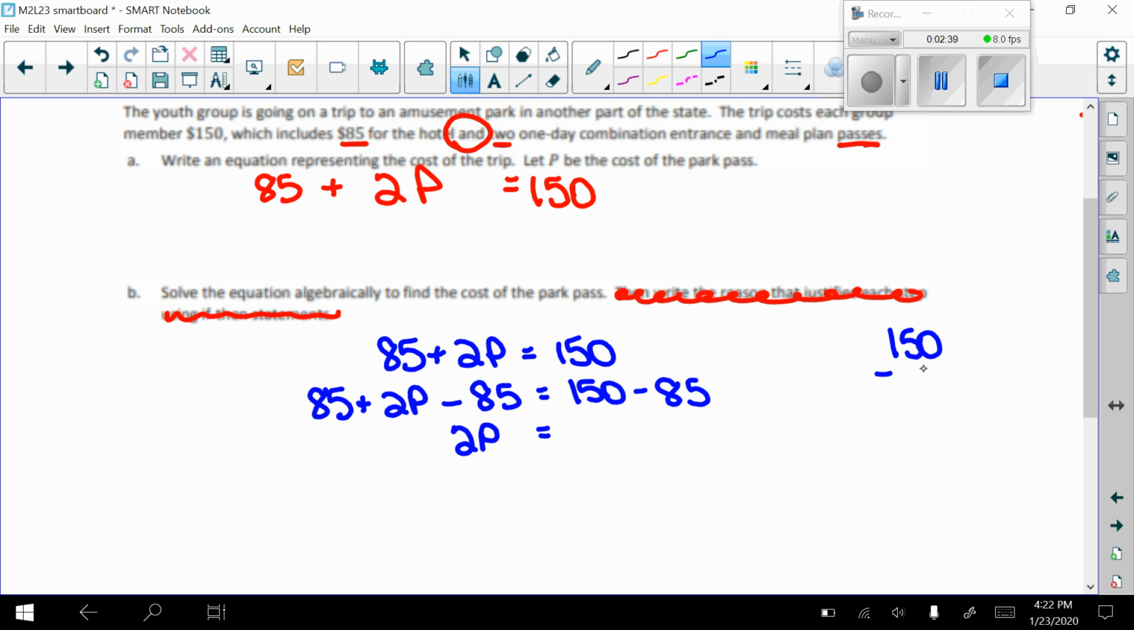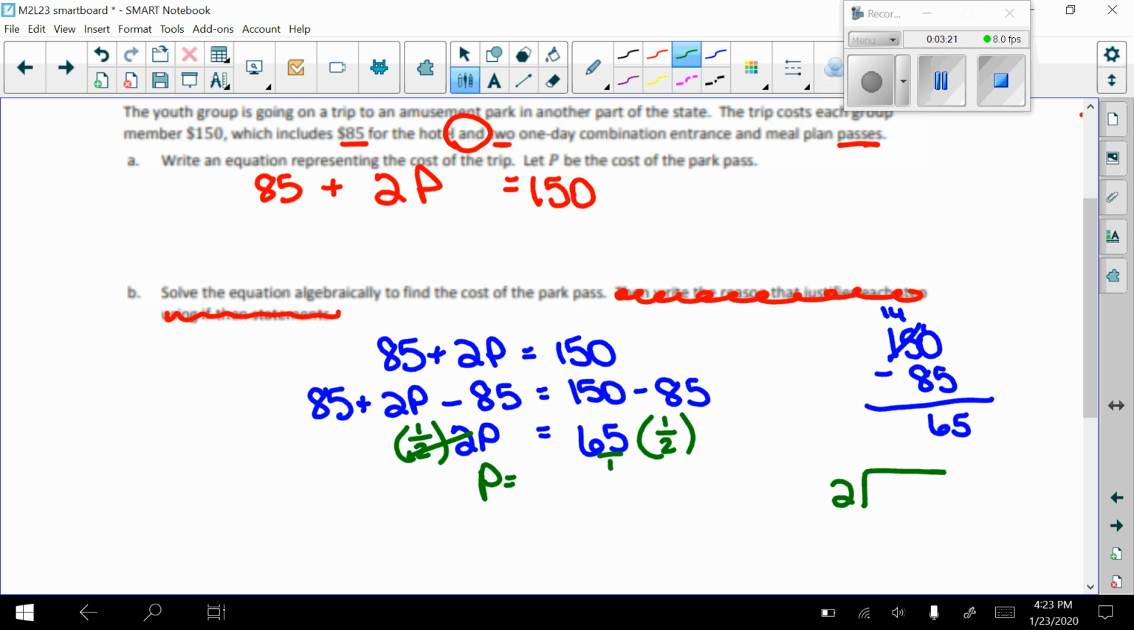150 minus 85 is 65. So 2 passes cost a total of $65. But I still need to find out what 1 pass costs, because that's what the P means. Let P be the cost of the park pass, 1 pass. So I am going to multiply by the reciprocal of the coefficient. And the coefficient is 2, so the reciprocal is 1/2. Those cancel, leaving me P. And 65 times 1/2 is 65 over 2.